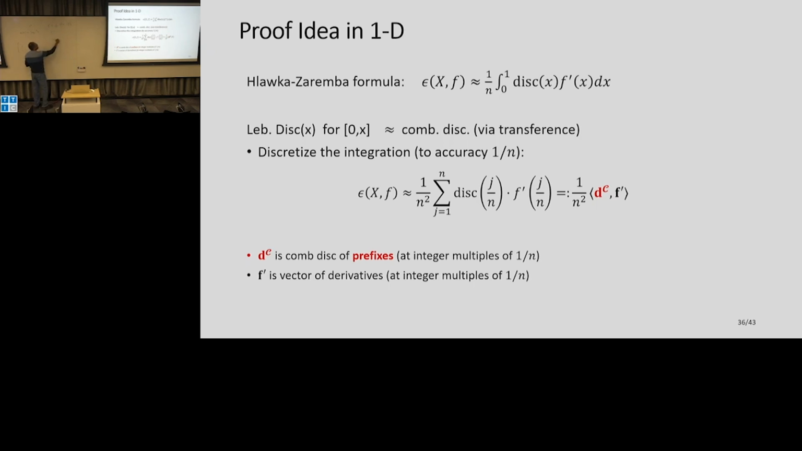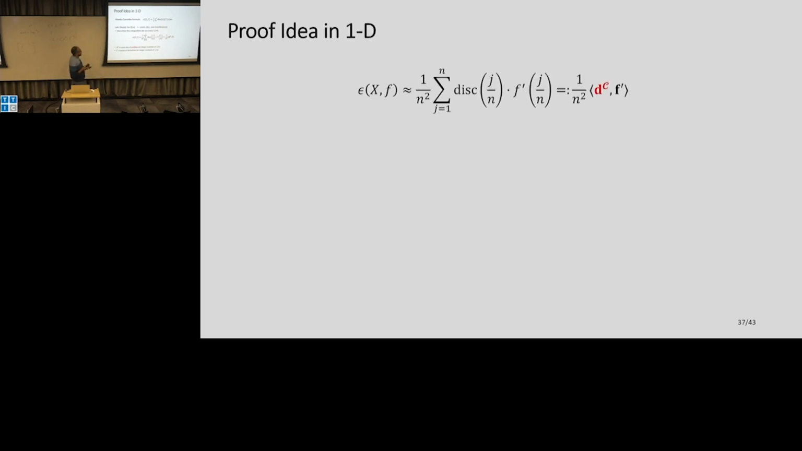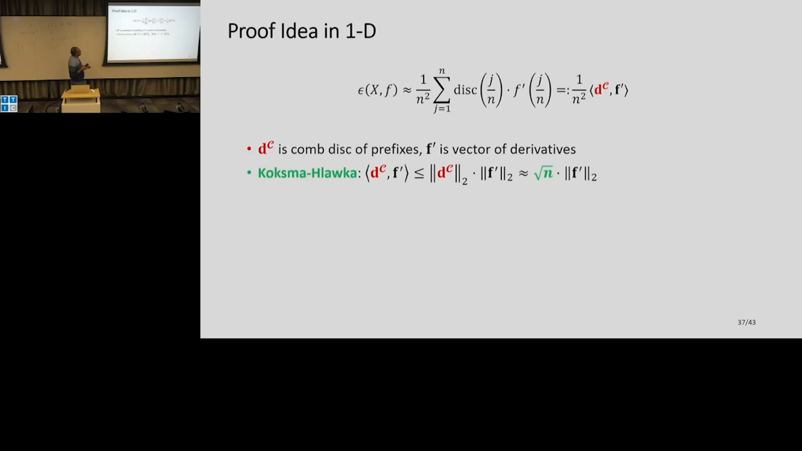So I'll think of this error as this inner product between the combinatorial Lebesgue discrepancy of these prefixes times this f prime. And you get these normalizations going from an integral from 0 to 1 to some over 1. So yeah, this is the discrepancy of prefixes.